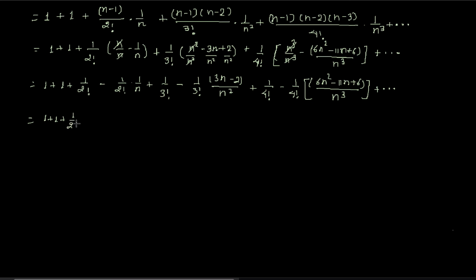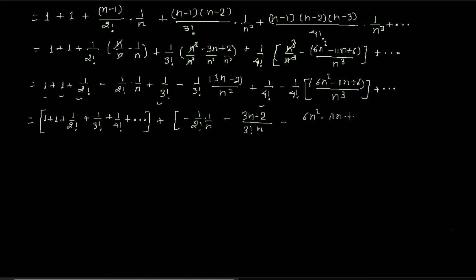That is 1 plus 1 over 2 factorial plus 1 over 3 factorial plus 1 over 4 factorial plus dot dot dot. This is the one part where I kept all the numbers in one place. Plus, similarly, minus 1 over 2 factorial times 1 over n, minus 3n minus 2 over 3 factorial n square, minus 6n square minus 11n plus 6 over n cube times 1 over 4 factorial, and plus dot dot dot.